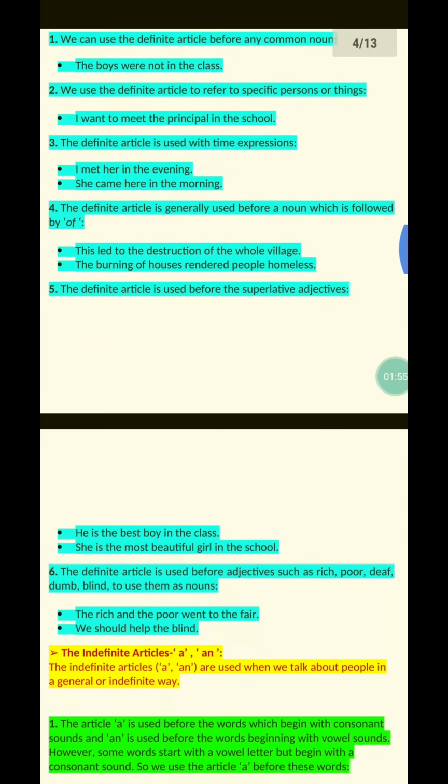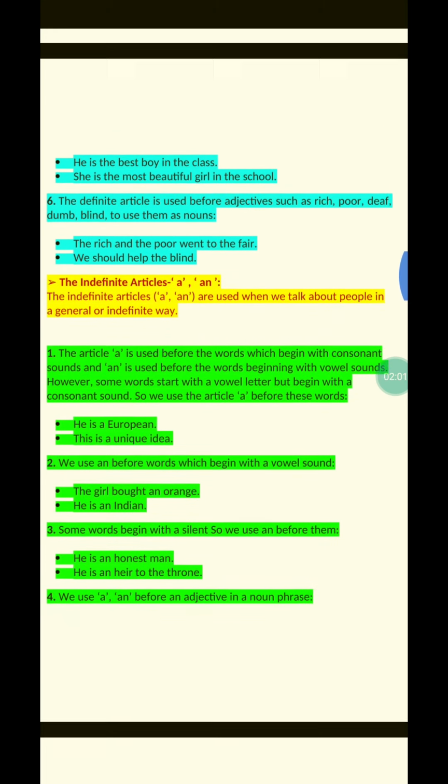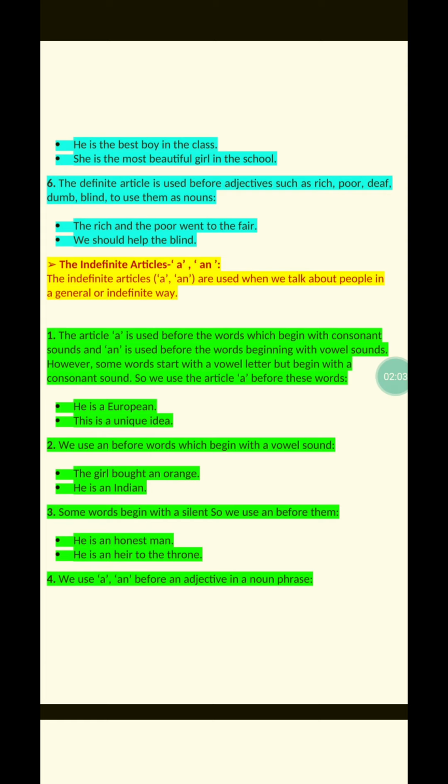Point number five, the definite article is used before the superlative adjectives. Like, he is the best boy in the class. She is the most beautiful girl in the school. Point number six, the definite article is used before adjectives such as rich, poor, deaf, dumb, blind, when we use them as nouns. Like, the rich and the poor went to the fair.